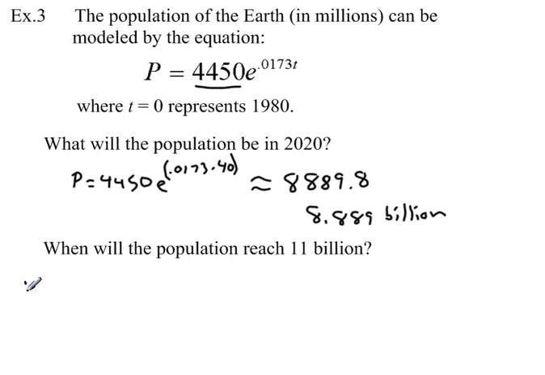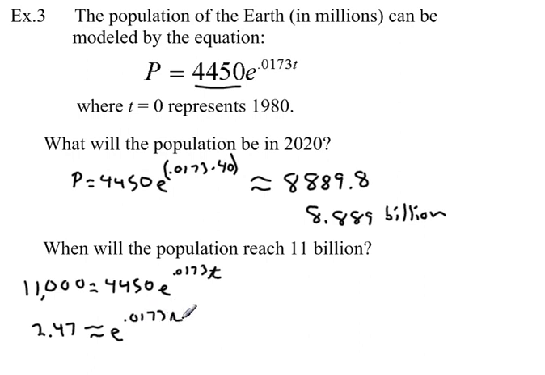So we want to know 11 billion, that's like 11,000 in this model, equals the starting amount times e to the 0.0173 times t. We want to know the time. Again, time is your exponent, so this problem is impossible to solve without using logarithms. So what we can do is divide both sides by 4450. If we do that, we get something around 2.47 is about equal to e to the 0.0173 times t.